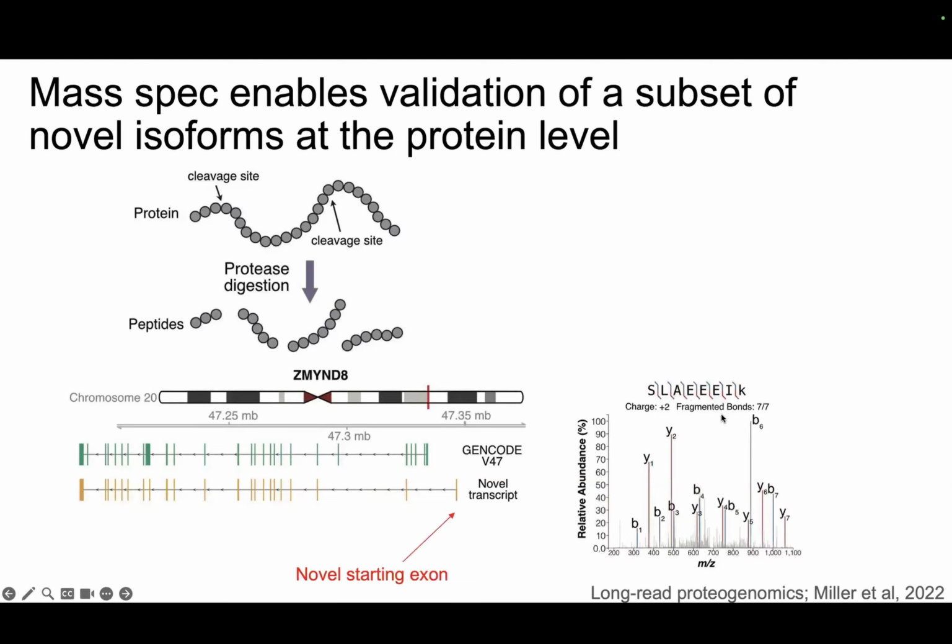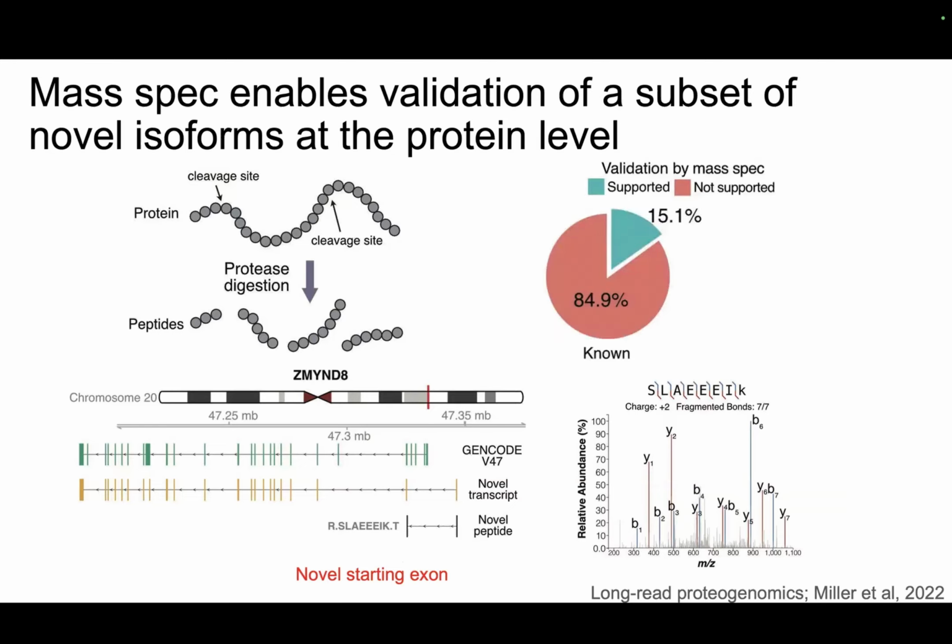So this is the spectrum that comes out of a mass spec. And then this sequence of letters actually corresponds to an amino acid sequence. And this amino acid sequence corresponds one-to-one to this novel transcript here and this novel part of this transcript. Therefore, this is confirming the translation of this novel transcript.